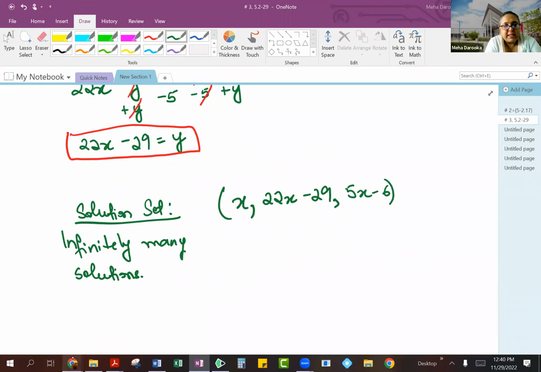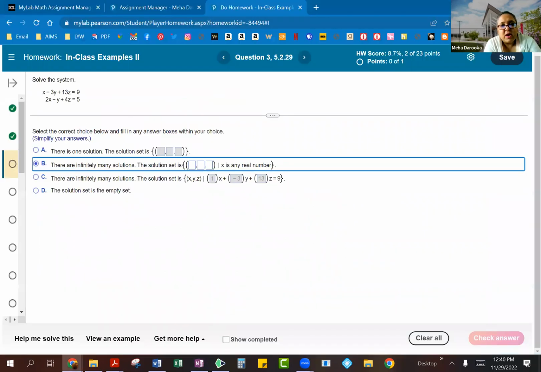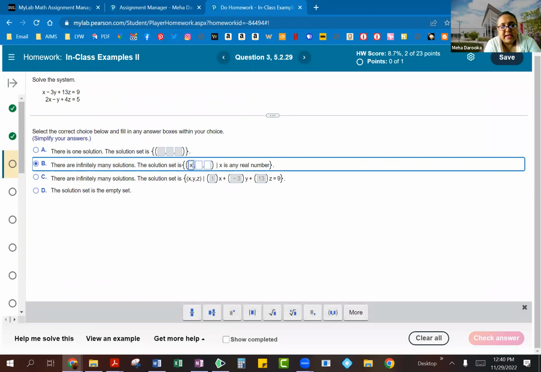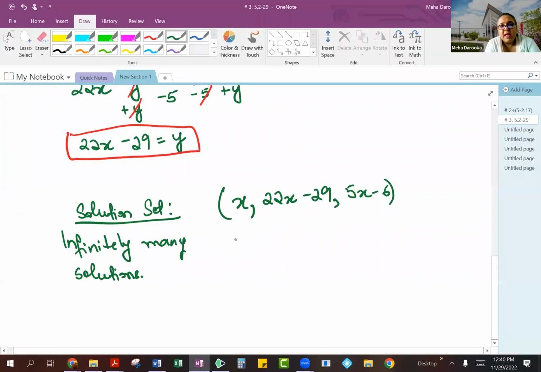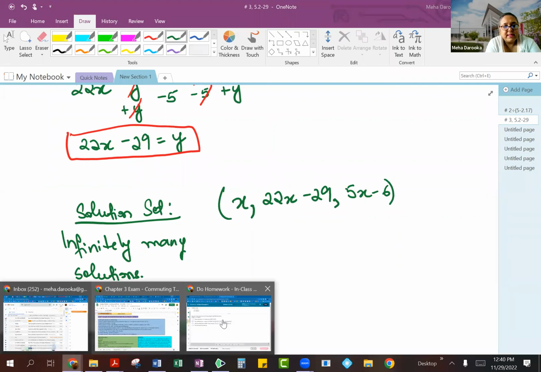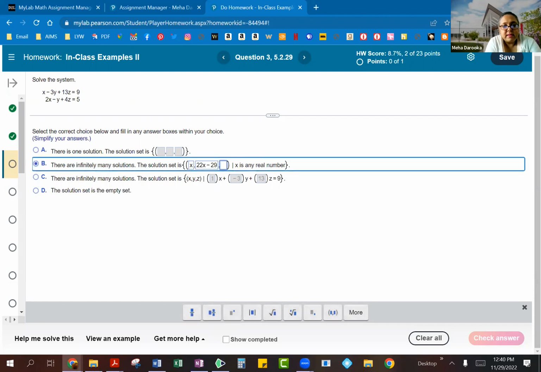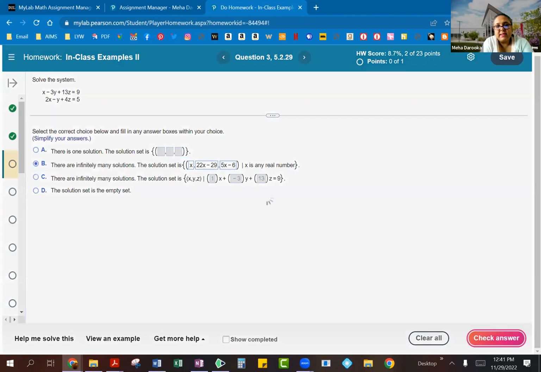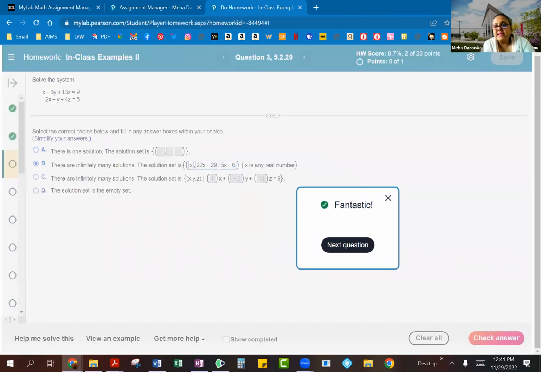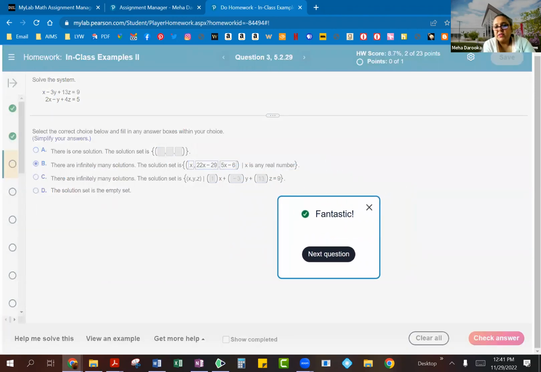All righty, let's plug this in. So second option, you will have x for the x variable. 22x minus 29 is what we got for the y variable. And then z was 5x minus 6. There we go. And let's check this guy. And you will see that is the answer that they wanted us to come up with.